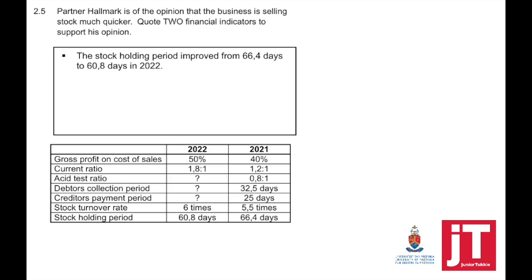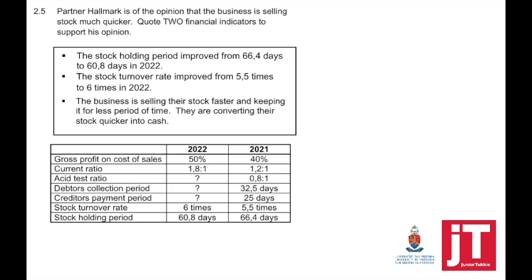Why is that an improvement? Because we're keeping our stock for less amount of time. We are selling it faster, and you can see that if you look at the stock turnover rate, it increased from 5.5 times to 6 times. If that number goes up, it means that we're selling our stock faster, which means that we're keeping it for less number of days. They are converting their stock quicker into cash.